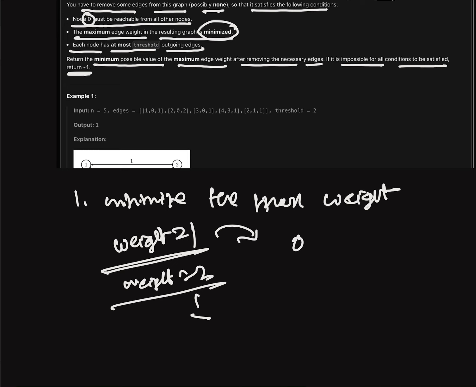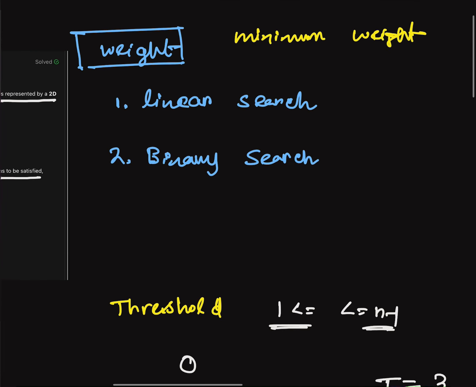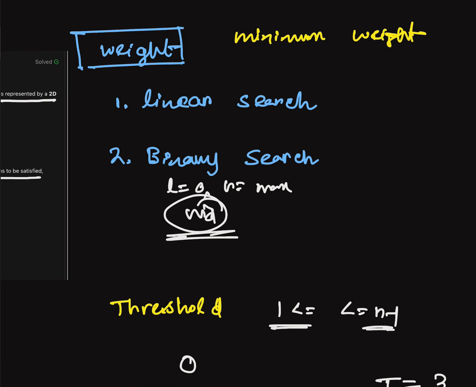For this, the time will be big O of n, right? I can optimize this by using binary search. How does binary search optimize this? You already know about binary search: there are two pointers, L pointing to 0 and R pointing to the maximum value, and we get a mid value. Each mid represents the current maximum weight that is allowed, and for this maximum allowed weight, I will check whether I can satisfy those three conditions or not.